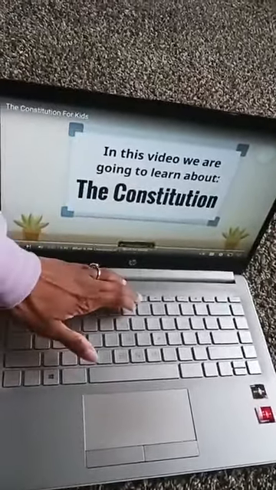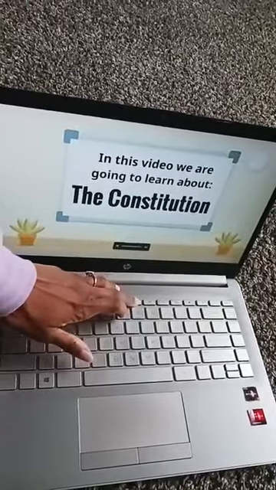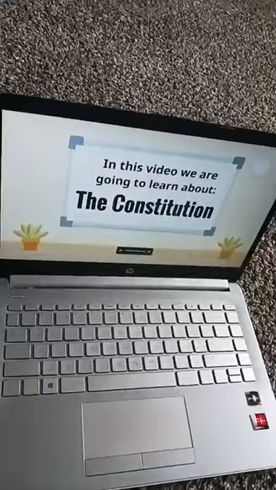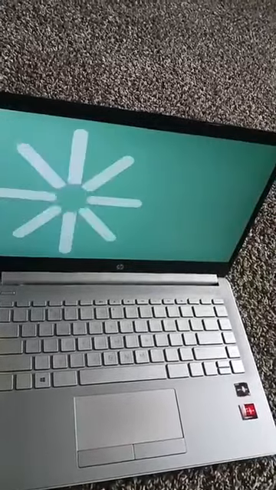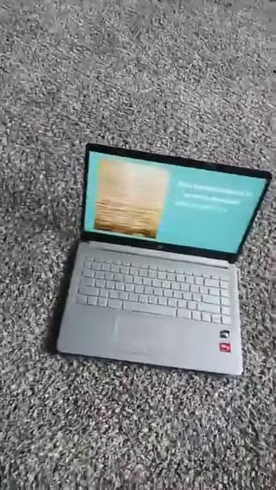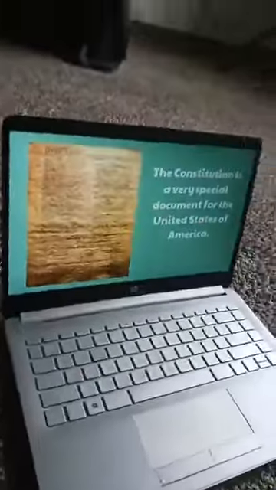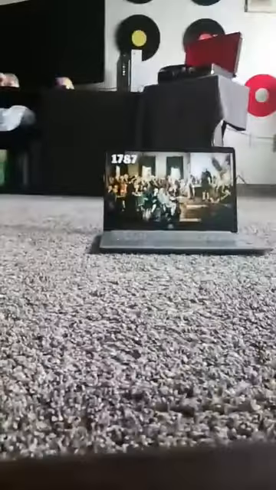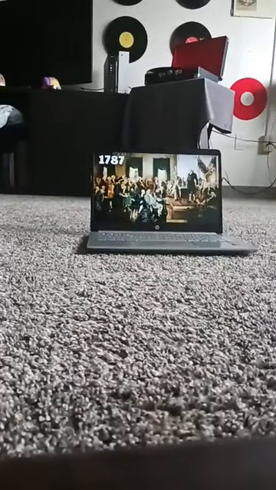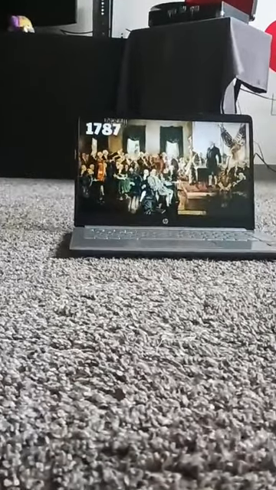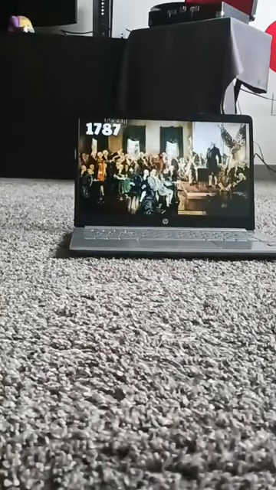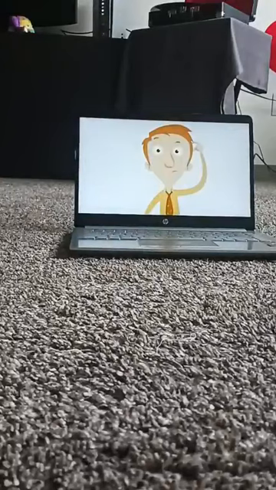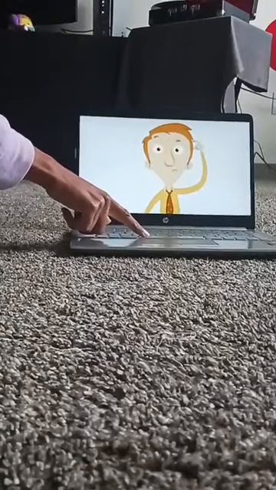In this video, we are going to learn about something very important called the Constitution. That's right, the Constitution. The Constitution is a very special document for the United States of America. It was written in 1787. It was the plan for how the government of the United States of America would run. It was important for the United States to approve a constitution so everyone would know how this new government would operate. Hey, did you know the Constitution has a nickname?